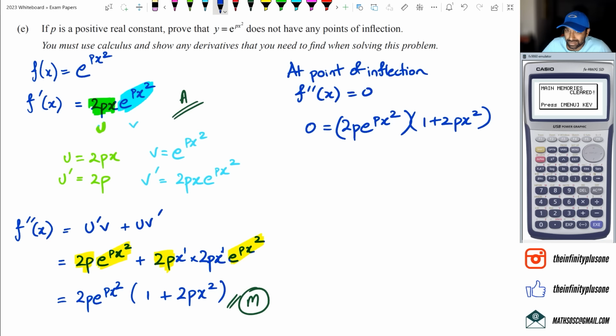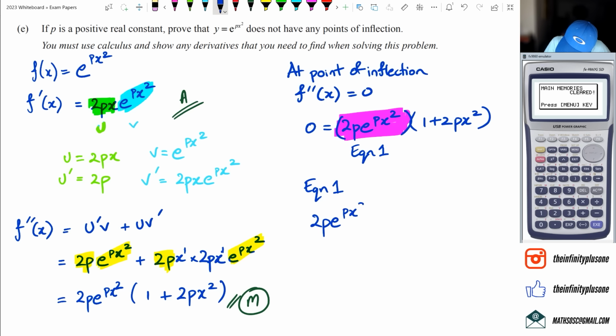Now we're going to try and figure out whether it's possible for any one of these brackets to actually be 0. So we're going to look at the first bracket here, which is the pink bracket. I want to see if it's possible for it to equal 0. I'm going to call this equation 1 for now. So let's have a look at equation 1. We get 2pe^(px²) is equal to 0.